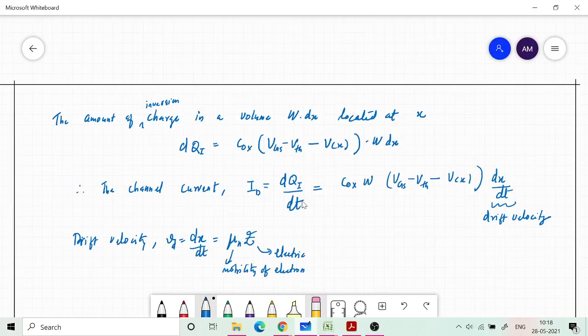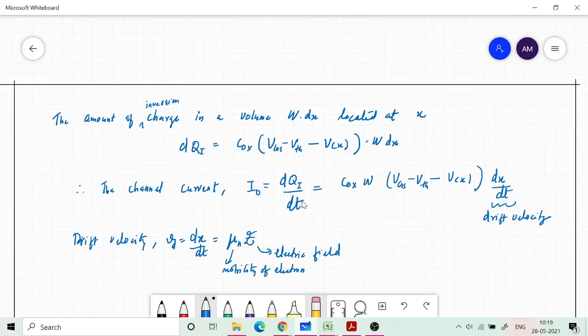Usually the electrons are going to move in the opposite direction, because the current is going to be from drain to source, and the electrons are going to move from source to drain. So this is the electric field. I can substitute this: the drift velocity I can write as mobility, a constant, multiplied by the electric field.